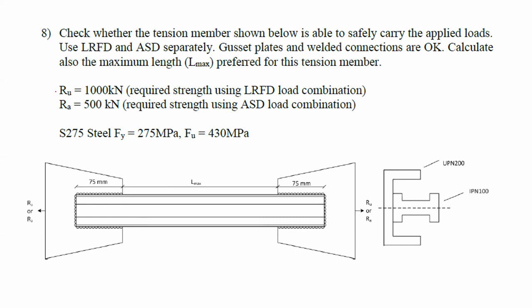So here we have R_u given to us as 1000 kilonewton as a factored load by LRFD. So you already have the load combination. And R_a is 500 kilonewton for ASD load combination. Now, as you can see here, we have these two sections. This is a built-up section made by a C section or UPN, and we have an IPN connected to it by weld from this part here. So you would have a built-up section overall.